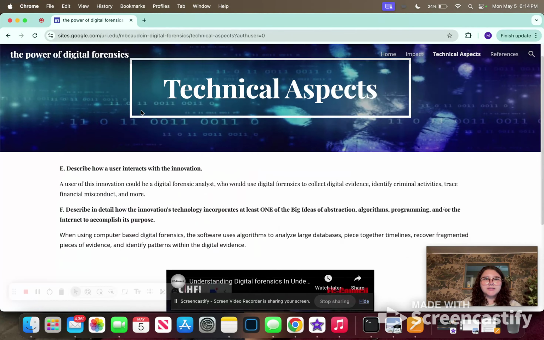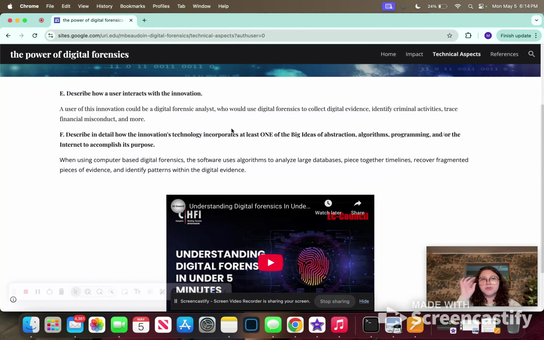So then for technical aspects, we have E, so that's how a user interacts with the innovation. A user would be a digital forensic analyst, and they would use digital forensics to collect the digital evidence, identify criminal activities, trace financial misconduct, and many more. They can also trace not only the victim, like what last sites they were on and what they last spent their money on, but also track potential suspects and see if there's any connection between the two.